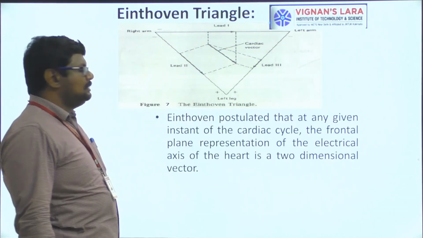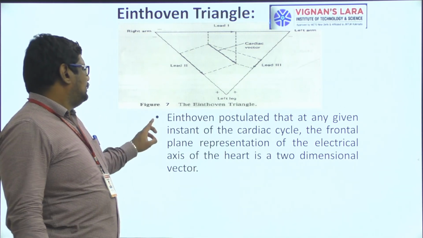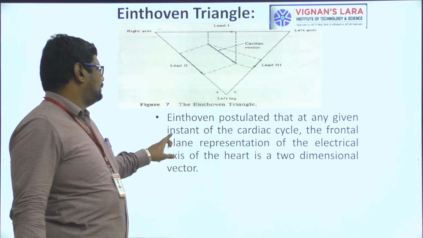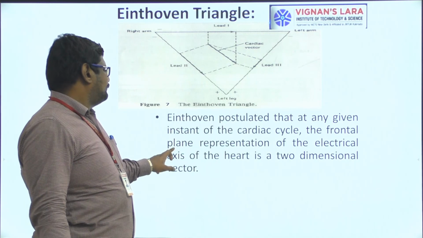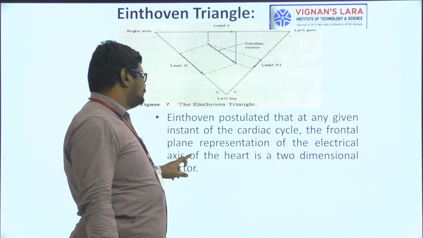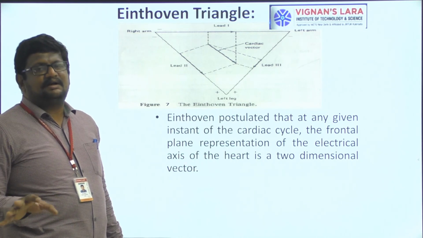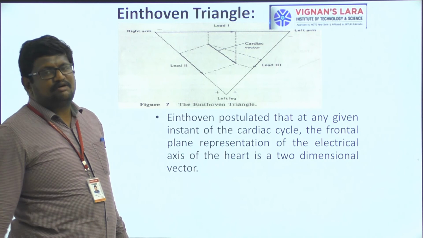So whatever I told you, that is given as words. Let me explicitly read it out. Einthoven postulated that at any given instant of the cardiac cycle, that is important, this is instantaneous, at one particular point of time, what is the ECG? The frontal plane representation of the vertical axis of the heart is a 2-dimensional vector. A 2-dimensional vector is nothing but, at any point of time, if you want to measure the ECG, 2 dimensions have to be taken into account.